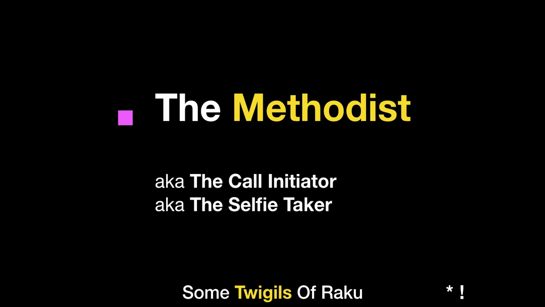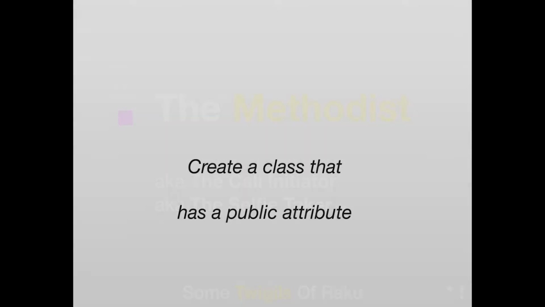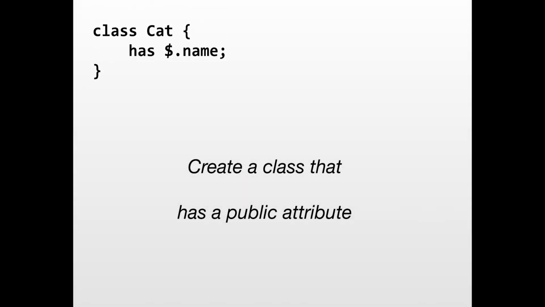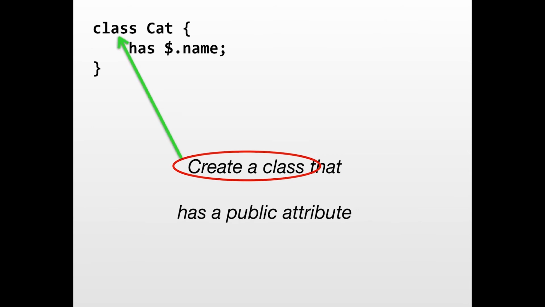So what should we do if we want to create a class that has a public attribute? Well, it looks like this. We create a class with the class keyword, and we create a public attribute with the has keyword, and make sure that we have the period as the twigil. Of course, this doesn't do anything, so we don't have any output for this.